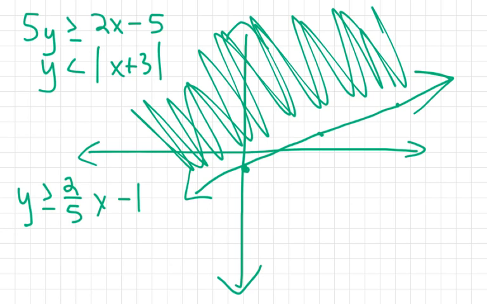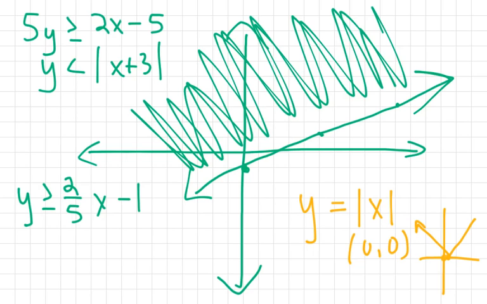Let's take a look at our absolute value function or inequality. If you remember, our parent function, or our absolute value function without any transformation at all, looks like this, with a vertex at 0, 0. Okay, so I'll kind of draw a little mini graph off to the side. A vertex at 0, 0, and it's shaped like a V.